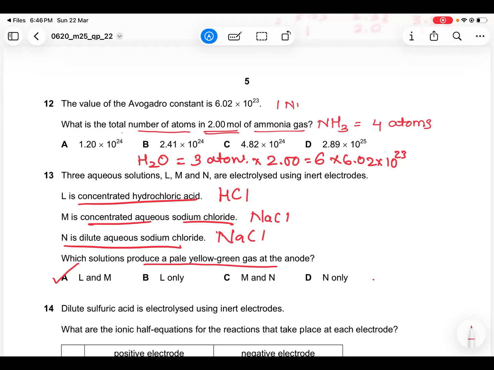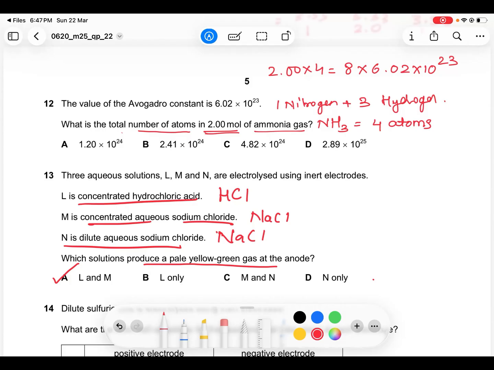that is 1 nitrogen plus 3 hydrogen. Okay, so now I'm simply supposed to multiply 2 moles into 4 atoms, which is going to give me 8, and 8 into the Avogadro constant. So this is how I'm going to get my answer. So the answer here is C.